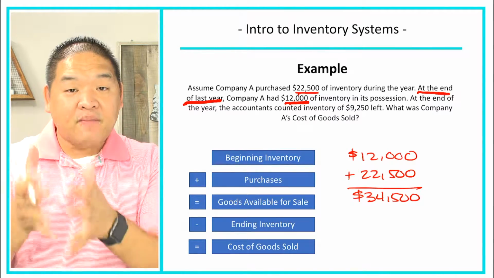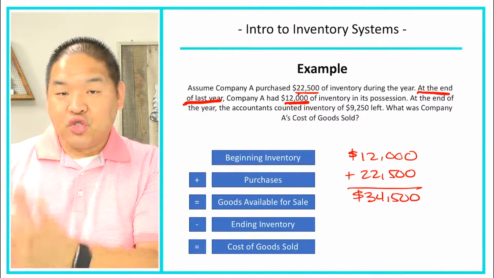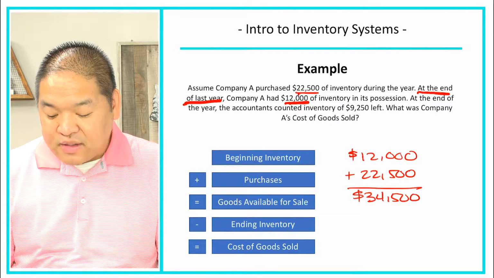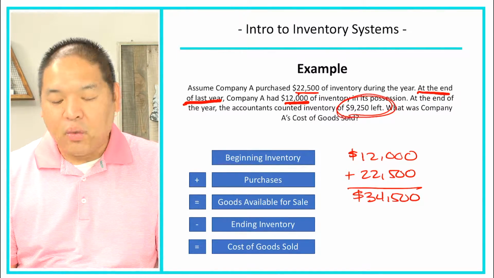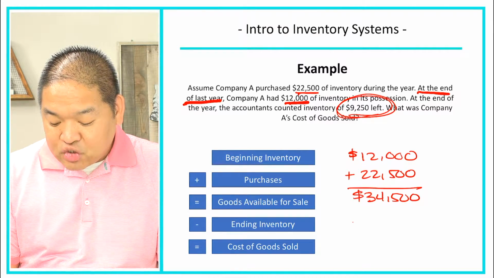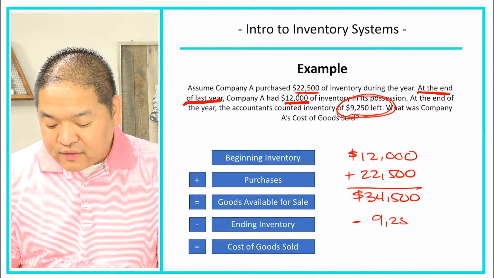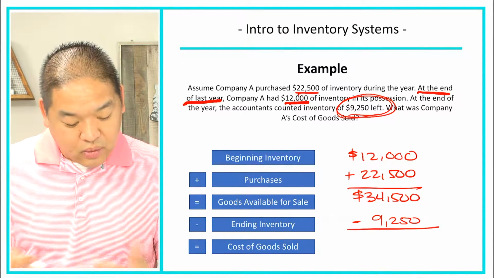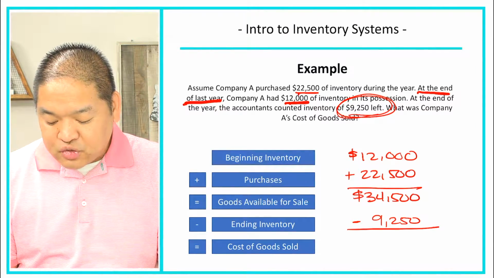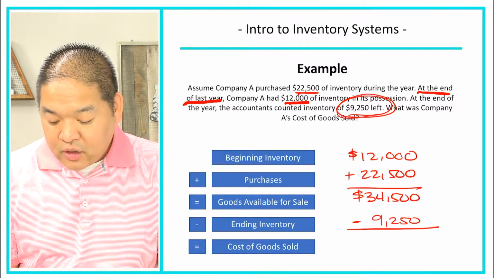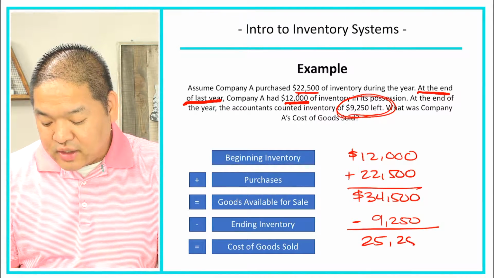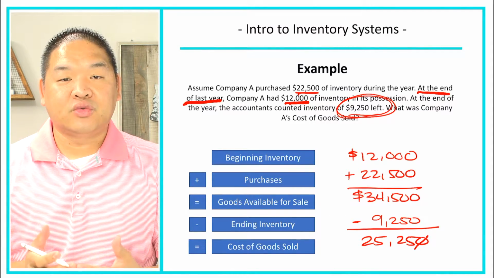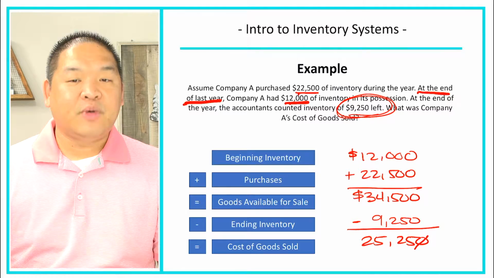Now, from that amount, it was either sold or not sold. What number do we have? We have the number that they have not sold. What is left? So we're going to subtract $9,250, and that's going to give us a cost of goods sold. So what was our cost of goods sold? When we subtract $9,250, we get $25,250.